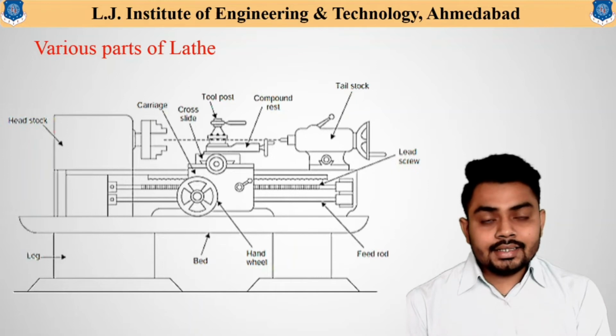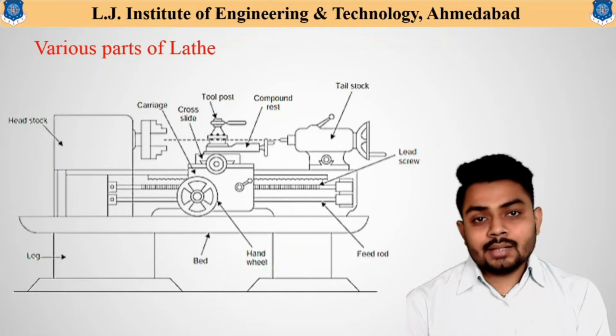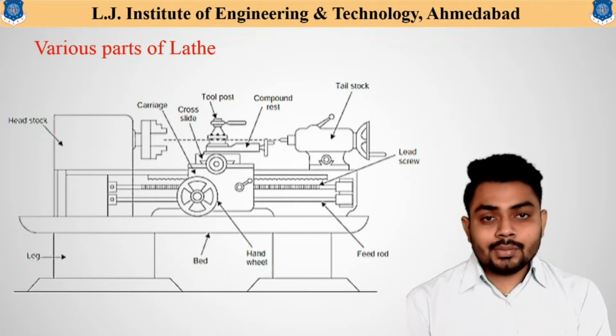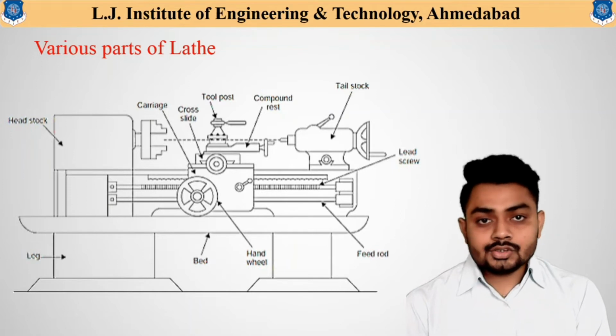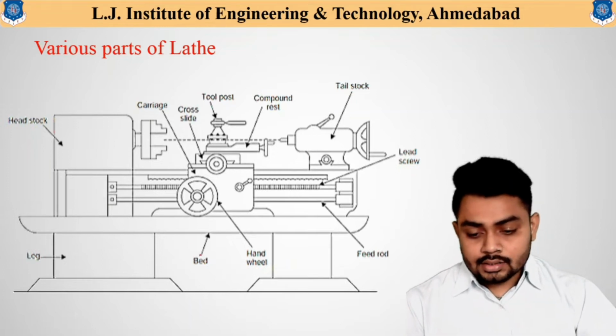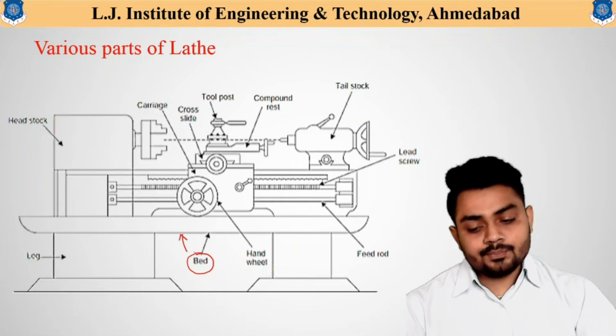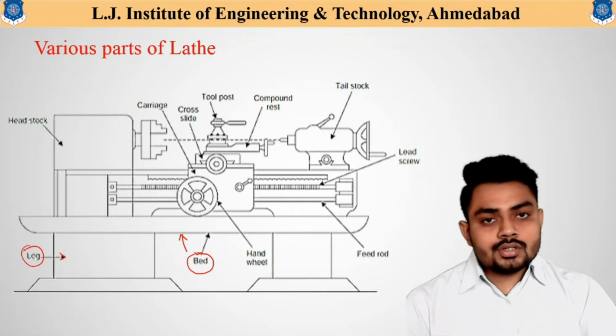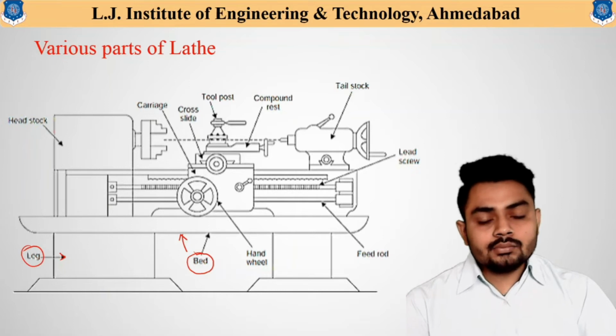I am again indicating the main important parts available in the lathe machine in this particular figure. After this, we will discuss the main important parts in detail. So here, as you can see, the first important part of the lathe machine is the lathe bed. So this is the bed. Now the second important part is the leg, and this leg supports the entire lathe machine.